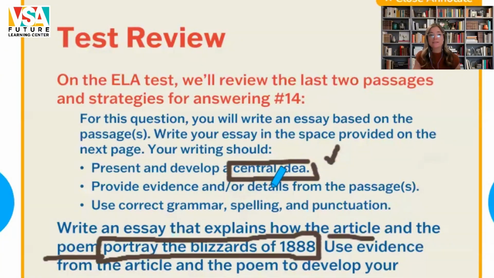which is provide evidence and/or details from the passage. So this is where we go back and we look at how it's describing, right? Details mean describe. So that's what we want to make sure that we're using to develop our own writing. And then obviously correct grammar and spelling, punctuation, refer back to the text for any particular words that you need to include and make sure that we're spelling them correctly. Does anyone have any questions about these types of prompts?